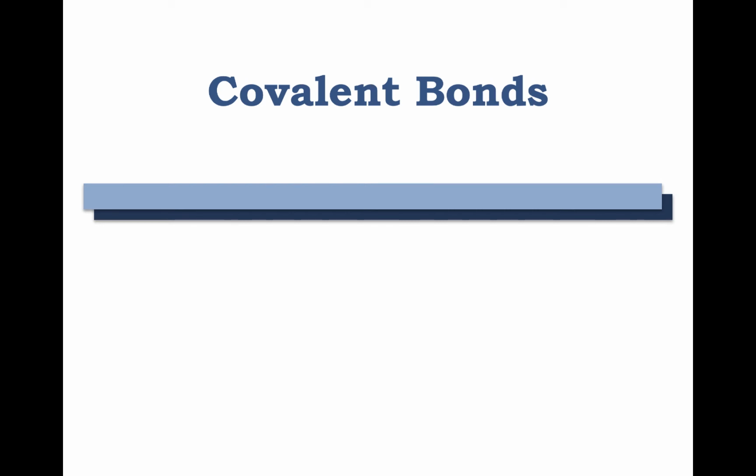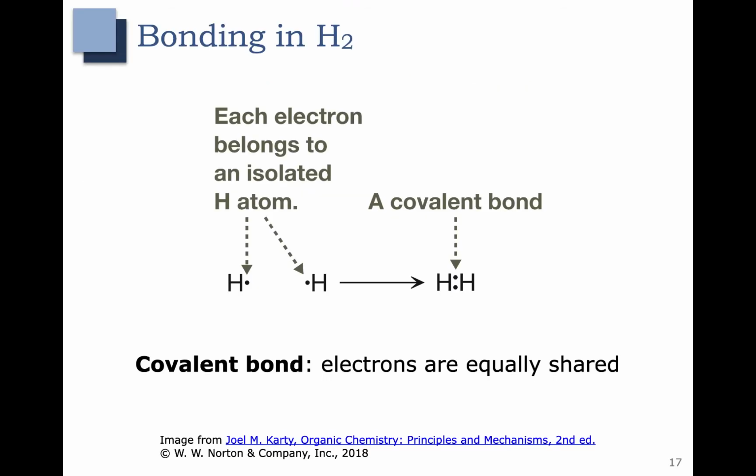In this lecture, we're going to briefly talk about covalent bonds. A covalent bond is when electrons are equally shared. One of the best examples is H2.